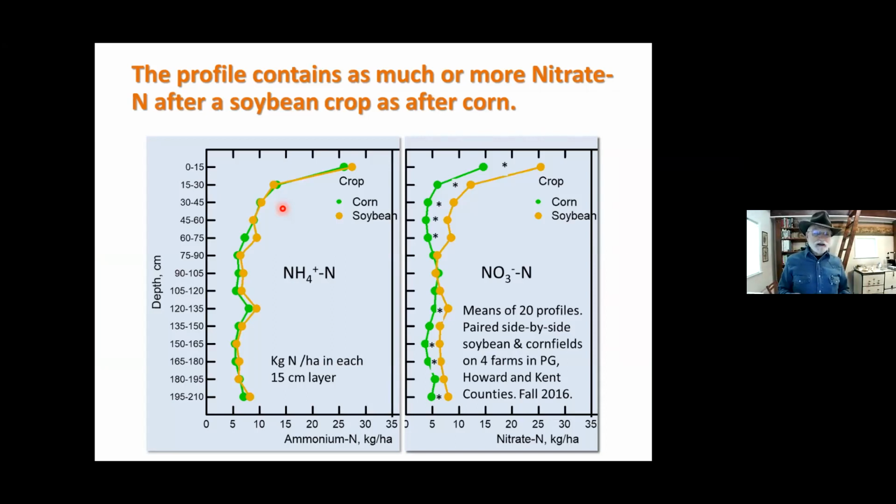I think the old, obsolete way of thinking about this is, well, if I fertilized for my corn and put on 150 pounds of nitrogen, and then we had a drought year and the corn was a failure, there's going to be a lot of nitrogen left. But if I had a good crop of corn, you should have used it all up. That is not what we're finding.